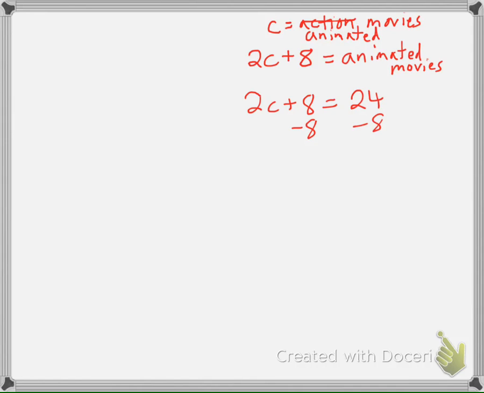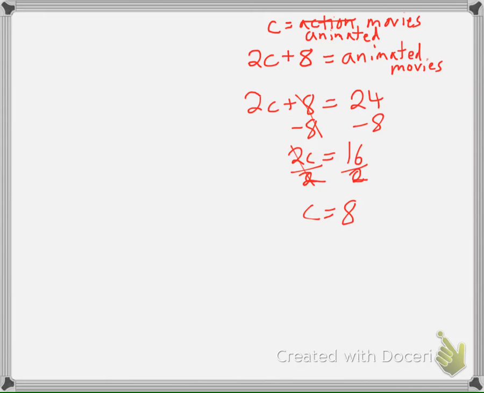So I'm going to subtract 8 from both sides. I get 2C equals 16. And then I can divide by 2. And I get C equals 8. So there should be 8 action movies in his collection.